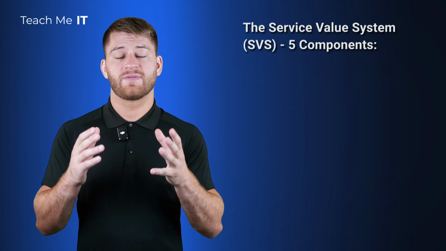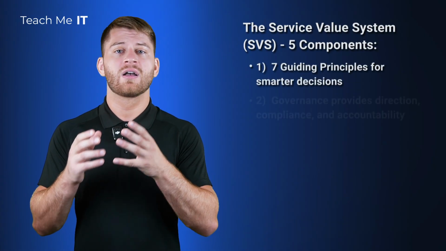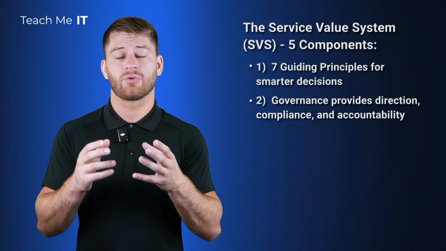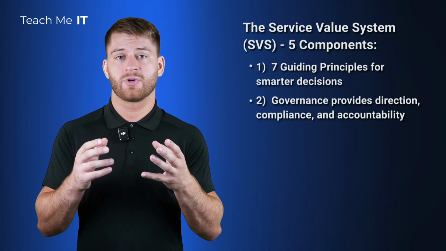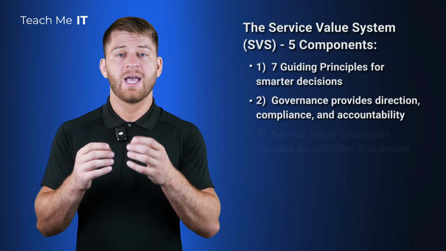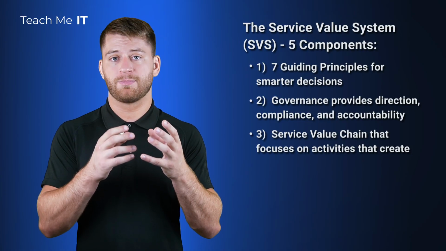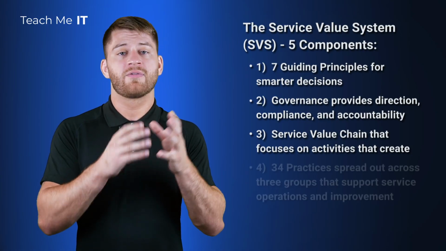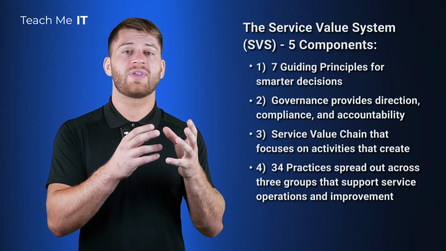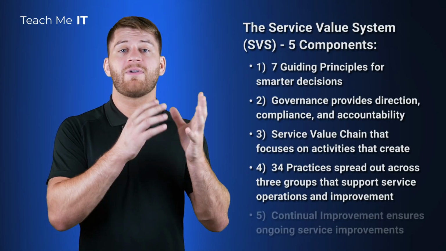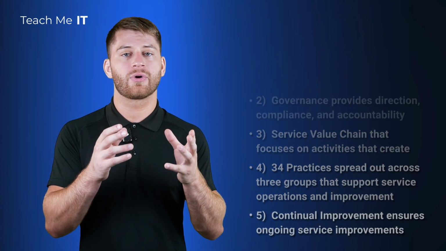The 5 aspects of the SVS include the 7 guiding principles that help us drive smart decision-making, governance, which ensures that we're following organizational rules, meeting external compliance and legal regulations or demands, and holding our support teams accountable for performance and results. Then we have the service value chain, also known as the SVC, which helps us map out the most important activities for value creation. From there, we have the 34 practices, which are the repeatable actions and processes that support everything from monitoring to improvement. Finally, there's continual improvement, which is the ongoing effort to make everything about our services better over time.